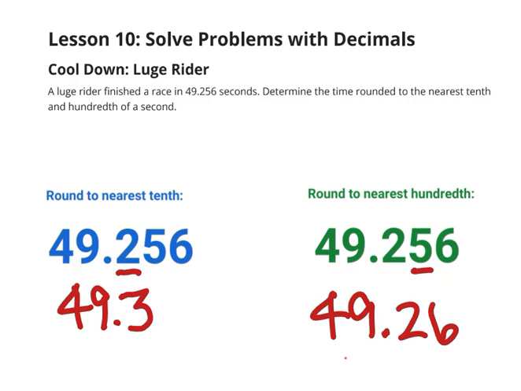Over here, I have 49 and 26 hundredths. And over here, when I round it to the nearest tenth, I have 49 and 3 tenths.